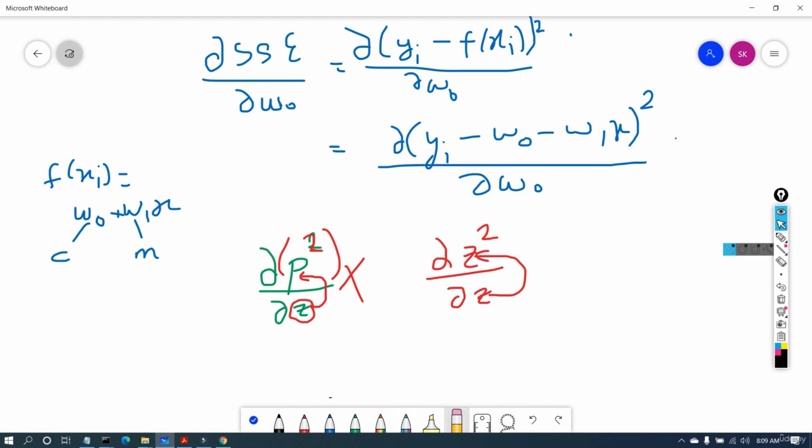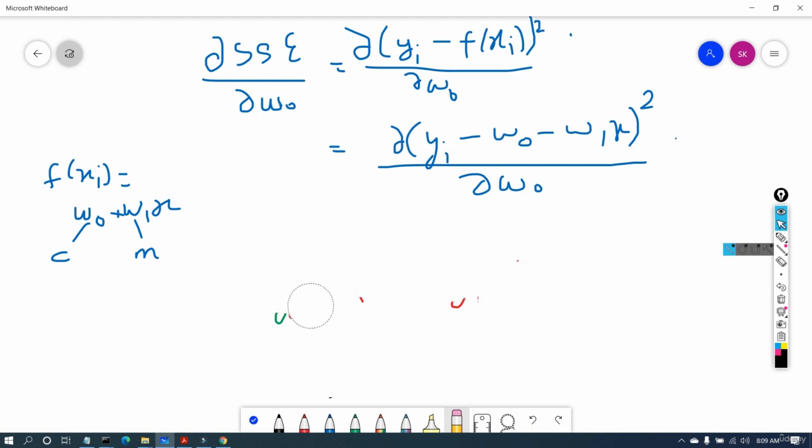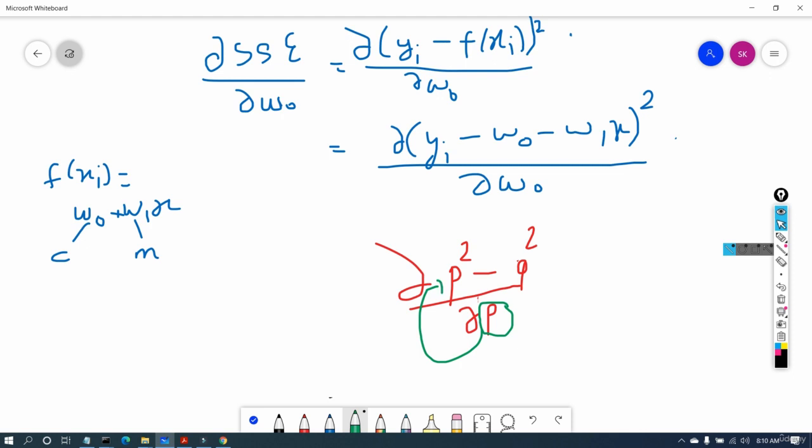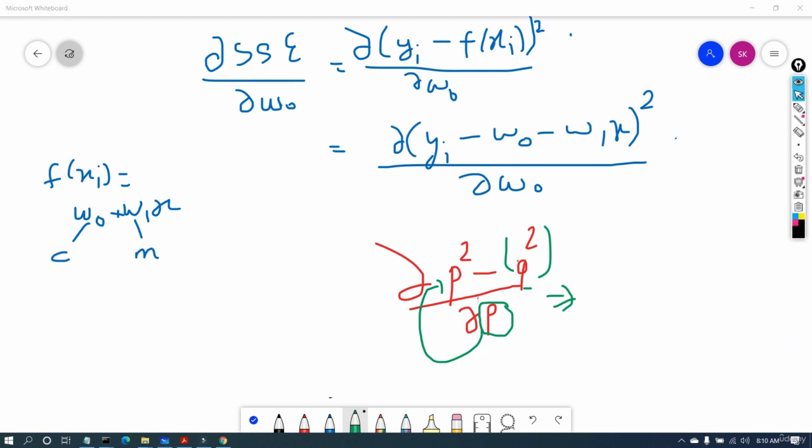Let me take another example. Say you want to do the partial derivative of p square minus q square with respect to p. You can see the p square part has p, but the q square part does not. So for the q square part, it is considered as a constant, and whenever you take the derivative of a constant, it comes out as 0.